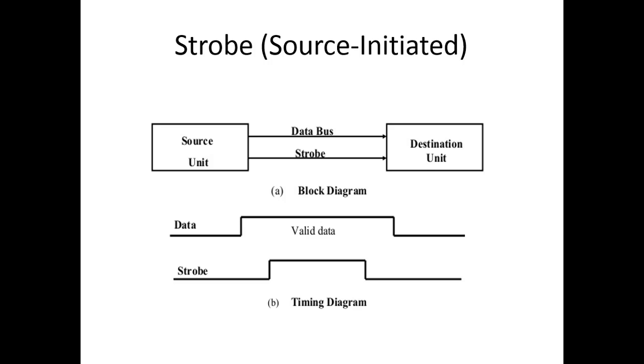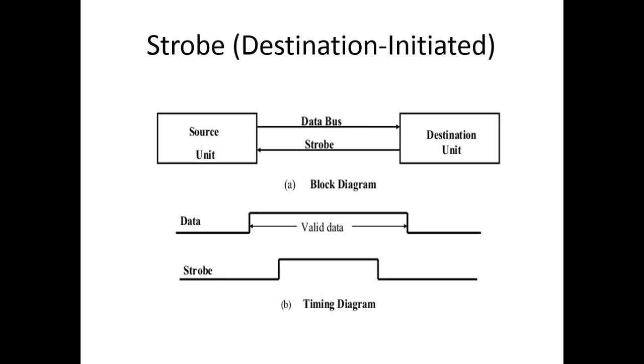So here the advantage is that the source is not needed to remove the data from the data bus, because as and when it disables the Strobe control signal, the data which is available on the data bus becomes invalid. The destination initiated Strobe control mechanism can be implemented in a similar way. Here, the direction of the Strobe control signal is changed.